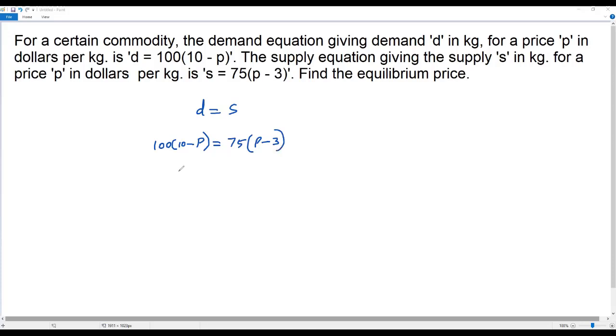Now we have to solve for P in this equation. P refers to the price. Since we have equated the demand and supply, the price I'm getting over here is the equilibrium price. Now let's solve for P.